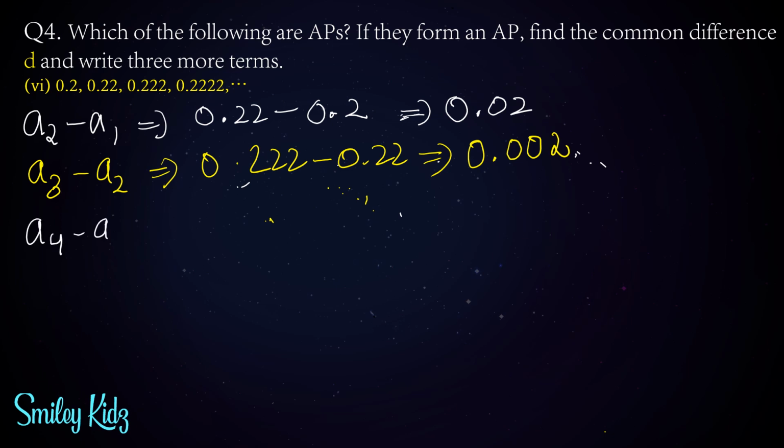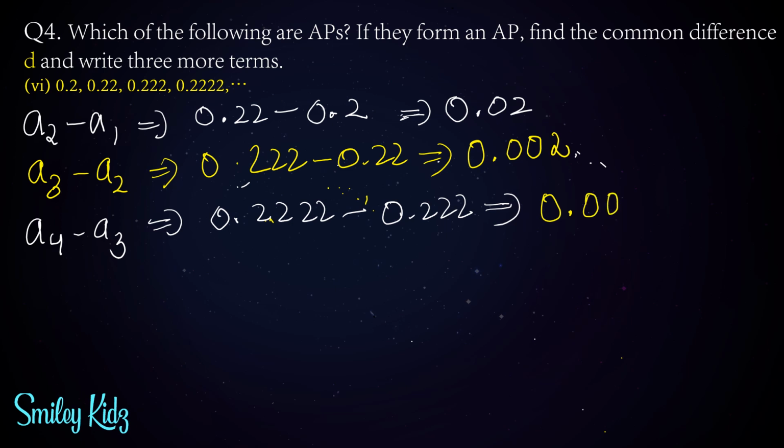Then A4 minus A3, that is 0.2222 minus 0.222, which will give you 0.0002. Well, look at the common differences. Are they same? They are not same. So this is not an AP. This particular sequence of numbers is not in AP.